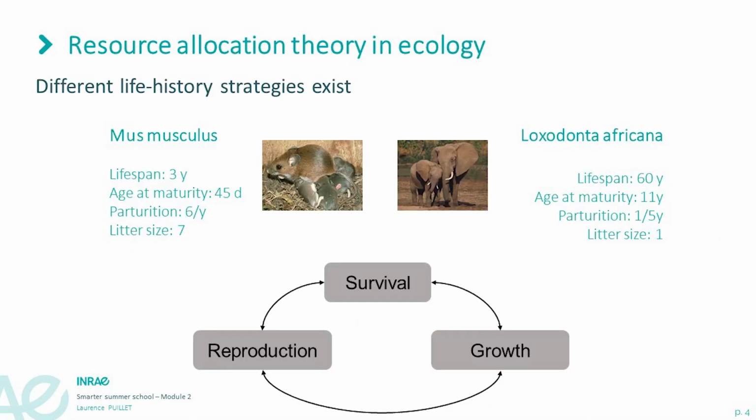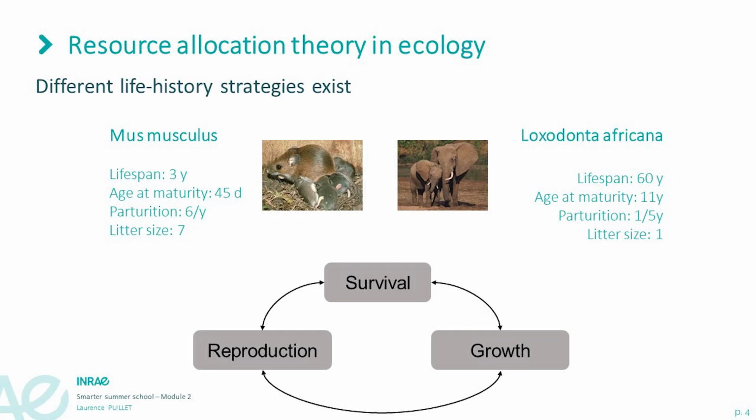So let's start with resource allocation theory in ecology. In ecology, it's a bit like for geneticists, variation is the key topic of interest. And we know that different life history strategies exist. Here you have a mouse. And it's random, I am doing the elephant comparison, Masoud. But you can see that these two species have very different life histories.